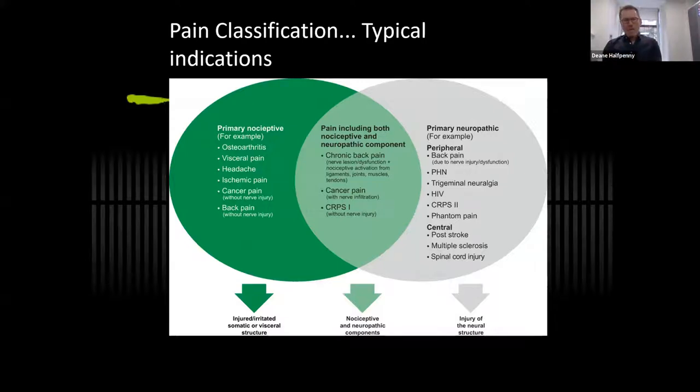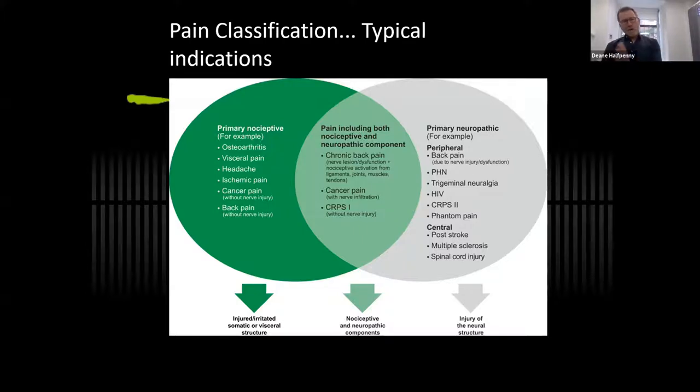So I want to just bring this slide up just as an example of how often the pain may well be mixed. So if we look at the diagram on the left and we're looking at inflammatory or nociceptive type pain, it's fairly straightforward. Arthritis is inflammatory, visceral can be inflammatory, headache, we don't really know exact mechanisms behind it. Ischemic pain, cancer pain, and back pain would easily fit into the category of primary nociceptive pain.